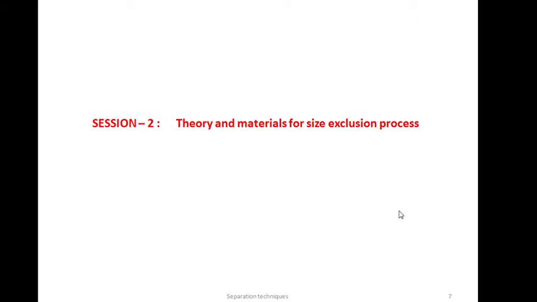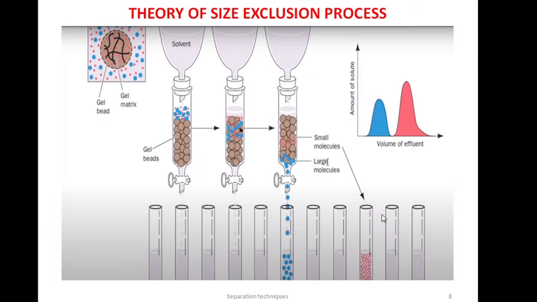The smallest ones are going to enjoy being inside the pore, they are going to come out the last. And in between range are going to come in between the largest one and the smallest one. This was the principle. Now let us look into theory aspect of the size exclusion chromatography. Look at this diagram.